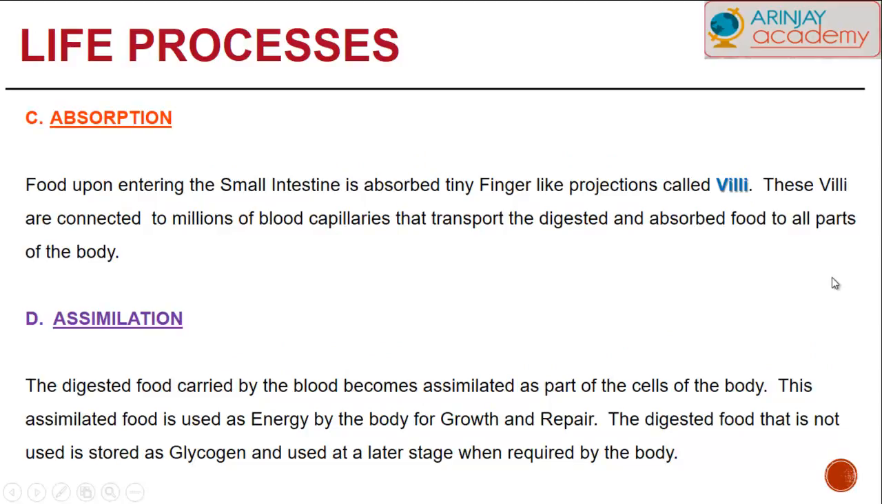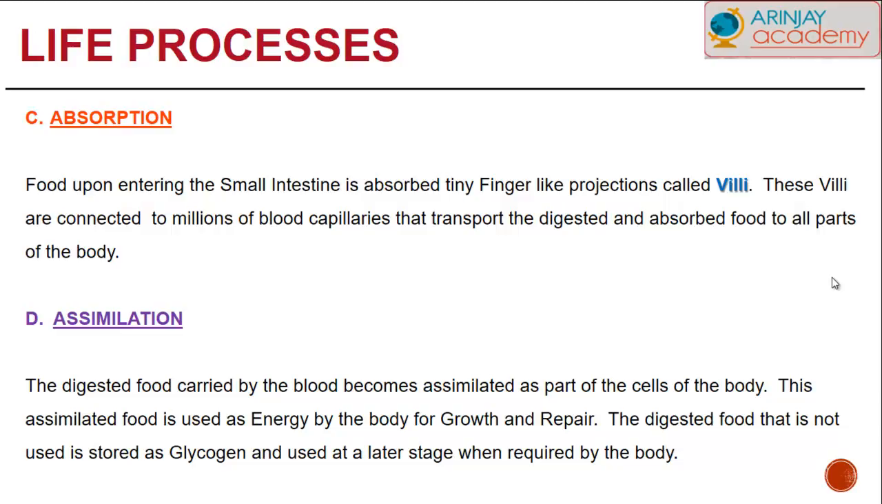Let's take a look at what happens to food after it leaves the stomach. Here, within the small intestine, absorption takes place. Within the small intestine are tiny, finger-like structures called villi. These villi are connected to millions of blood capillaries which take the food from the villi and transport it to all the different parts of the body or to the body cells.